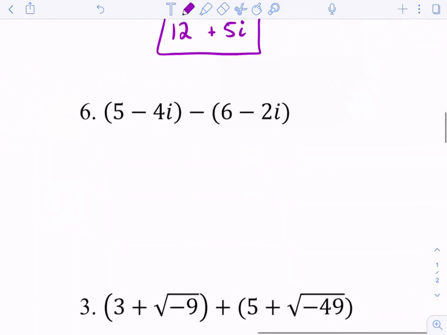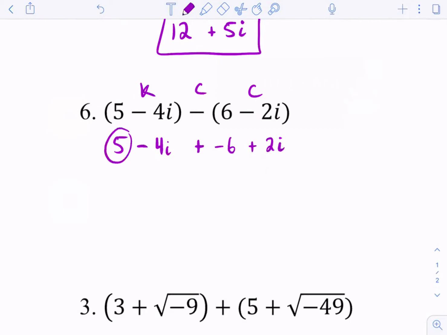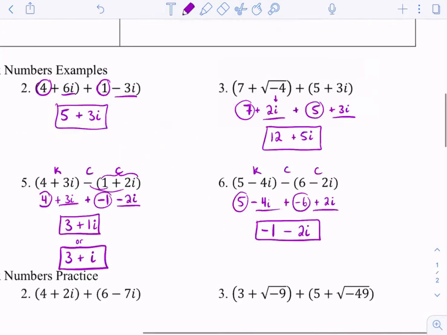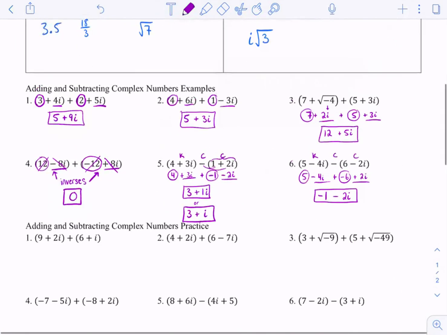And then in this last example, keep, change, change. So 5 minus 4i plus -6 plus 2i. So notice how I did keep, change, change. This gives me a -1, and here I get minus 2i. So there you have it. There are 6 examples that I did with you.